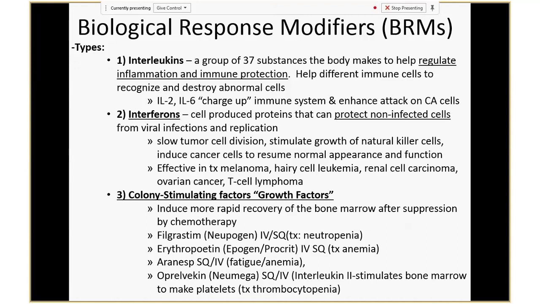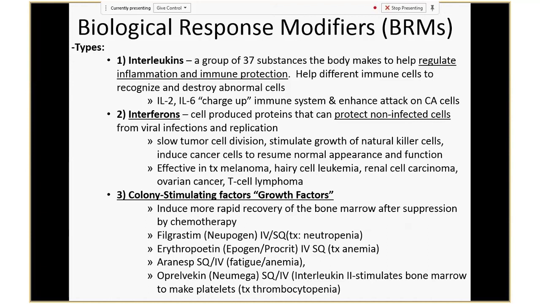Interferons are going to work by preventing cancer from occurring. If you have normal cells, this is going to protect the non-infected cells so they're not getting the virus. It's going to slow the tumor cell division and hopefully prevent it from spreading throughout the body. So you hear interferon given to people with cancer or with viruses that they don't want to spread so quickly. It won't kill the infection they currently have, but it'll help with preventing more.